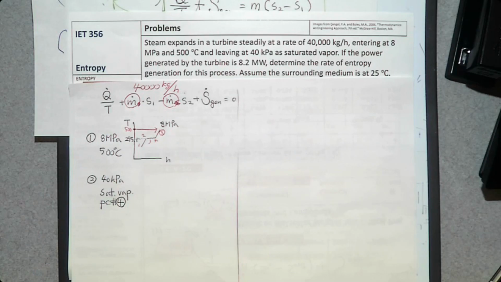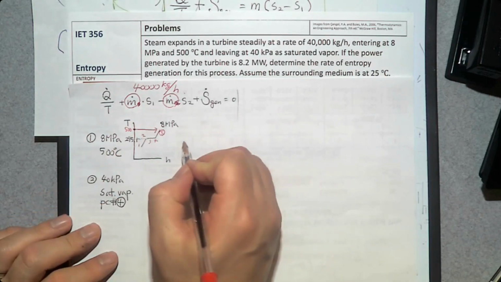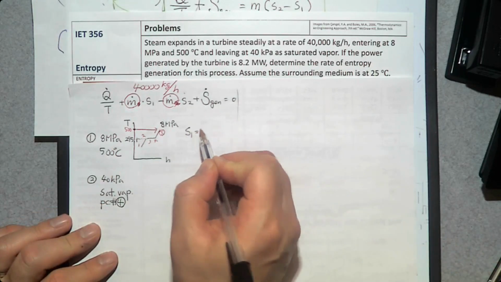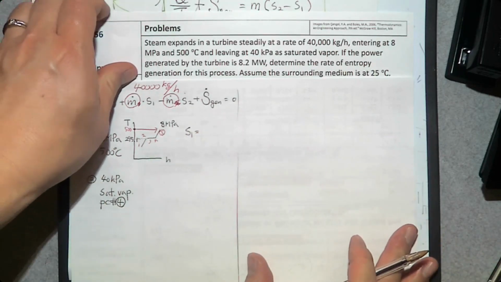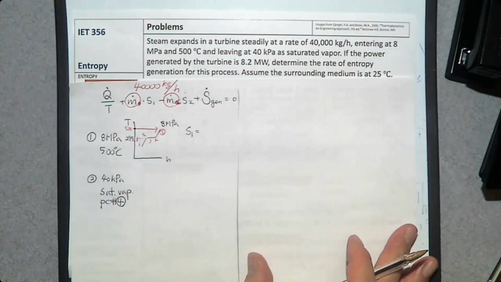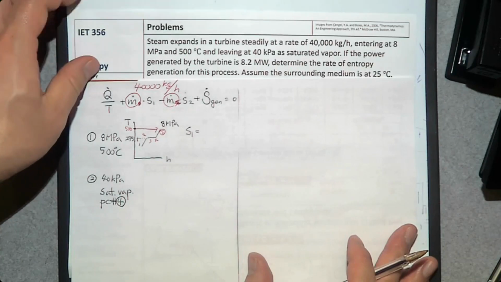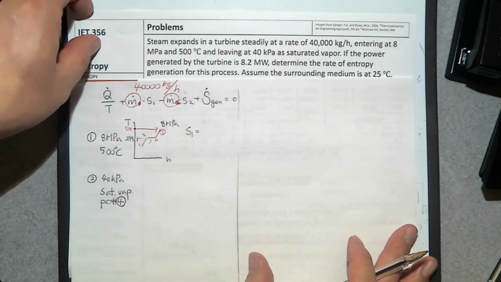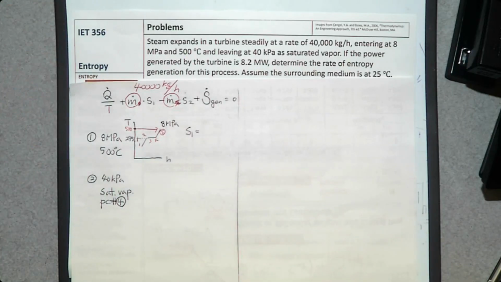So can you determine s1, s2? Yes, should be very simple. So s1 first. How can we determine s1? You can go to the superheated vapor table, supposed to be here. So if you cannot pick this up, what can you do?